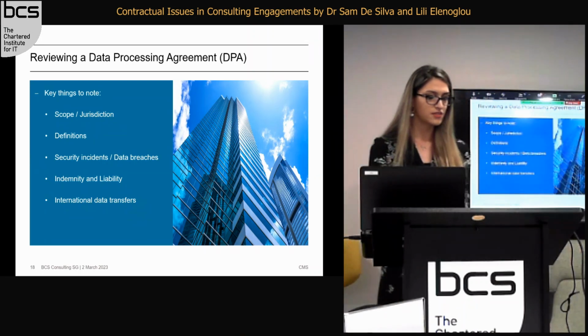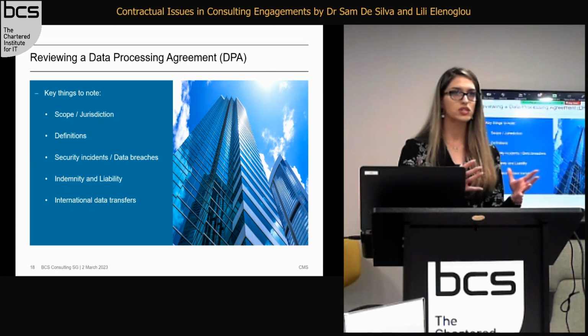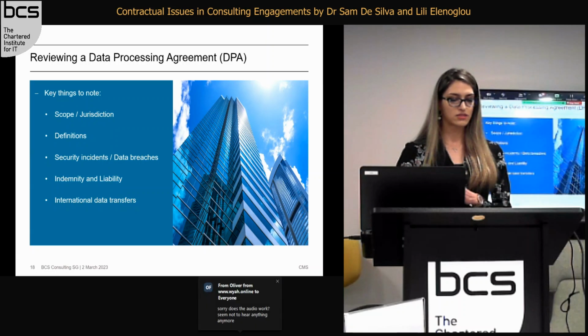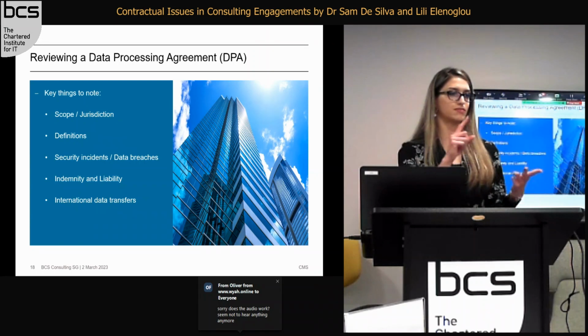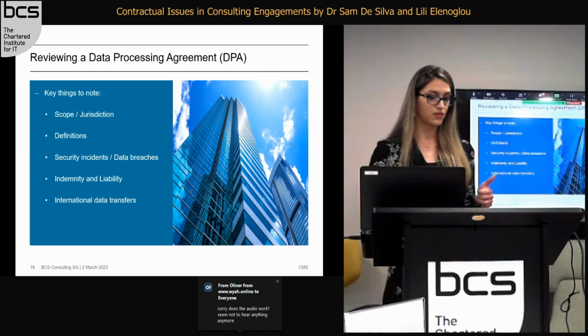Then we have definitions. Definitions, as we said before, can be important. For example, process or processing is a very broad term. Under applicable law, it can include, without limitation, collection, storage, even accessing, even deleting it. It's also important to check the definition.